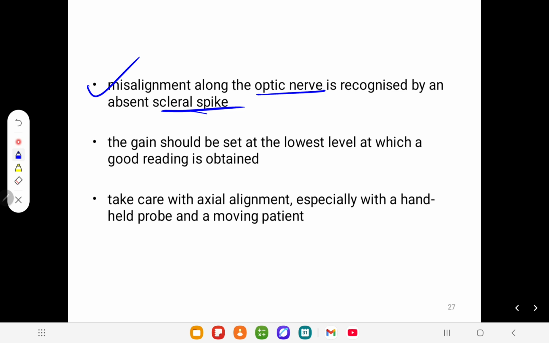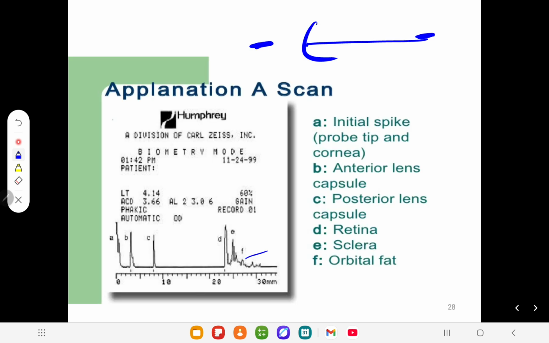Okay, the gain should be set on the lowest level at which good reading is obtained. It's very important. If there is no good reading, then you will increase the gain. Gain means basically strength, isn't it? Take care with axial alignment, especially with the handheld probe and moving the patient. So it basically means you have to be master with holding the probe and don't misalign the probe. If you misalign the probe, then it will be problematic.